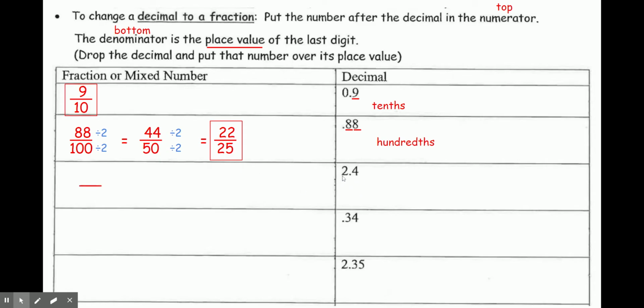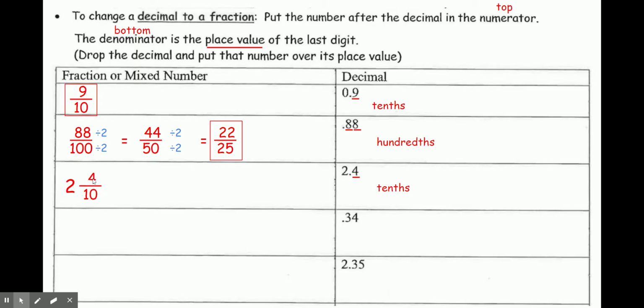2.4. This one seems a little bit more confusing because it's got a big number in front of the decimal. You're not going to put 24 on top. What you're going to do is you're going to end up putting it in front because it's a whole number. So 4, and there's one decimal place, and that's the tenths place. So that's 4 tenths right there. So the 2 goes in front, and then you write 4 tenths.